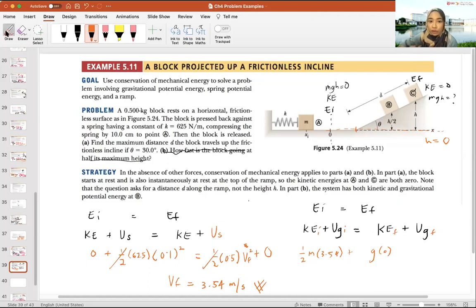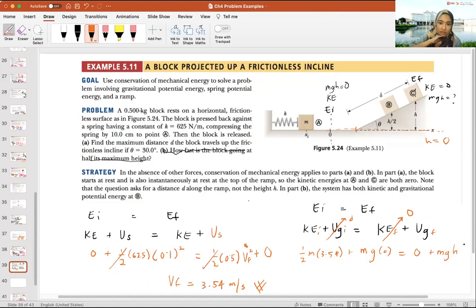Remember, the reference point kita yang pilih. Kita pilih as ground. Kalau nak tukar boleh, tapi jangan susahkan diri sendiri. So our KE final, we are going to say that it is equal to 0, sebab when we reach point C, we need to stop. KE equals to 0. So this is 0, plus mg h of something. The h is what we're trying to find.